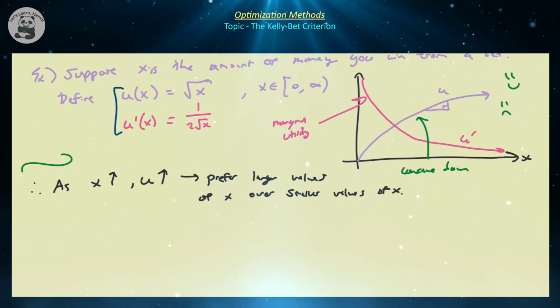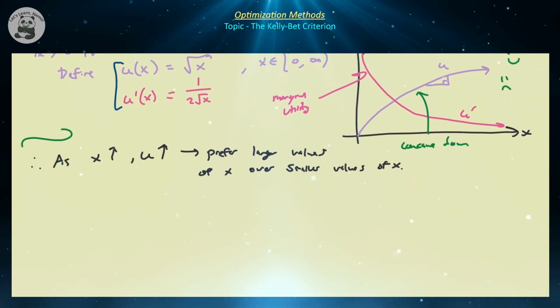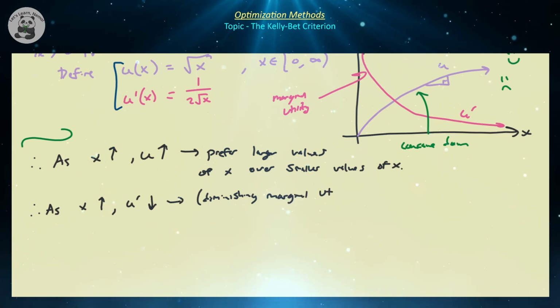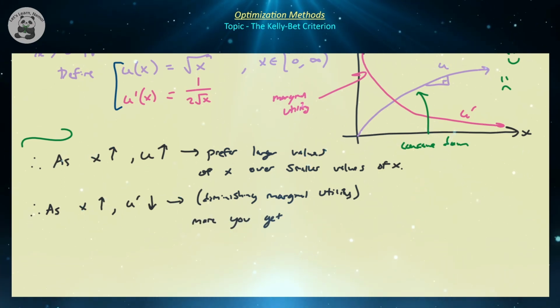And of course, this function is chosen. You could change it to be a completely different utility function if you want. And also, as x increases, u prime decreases for this particular one. So this is usually called, again, diminishing marginal utility, which means the more you get, the less satisfaction comes from it.